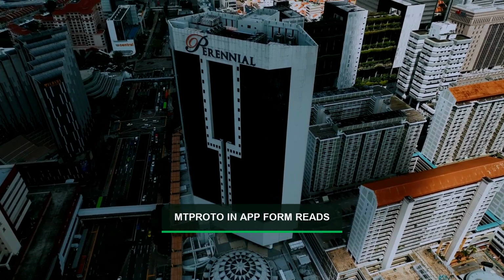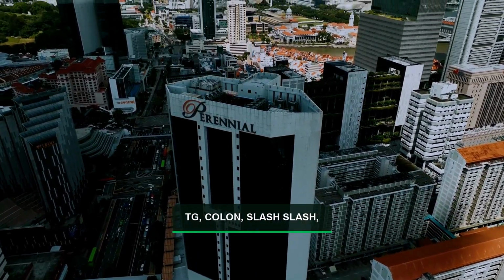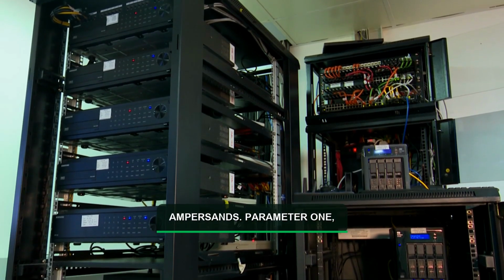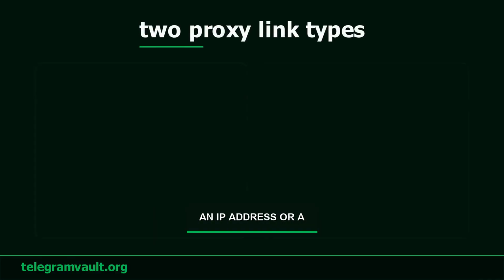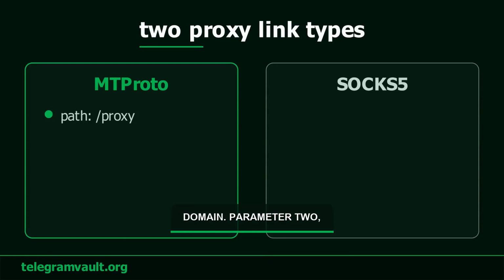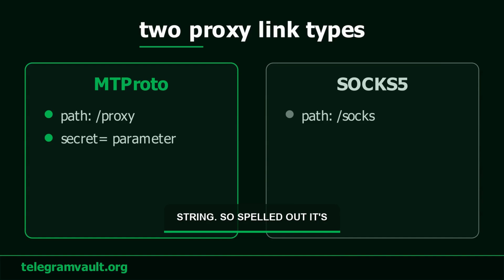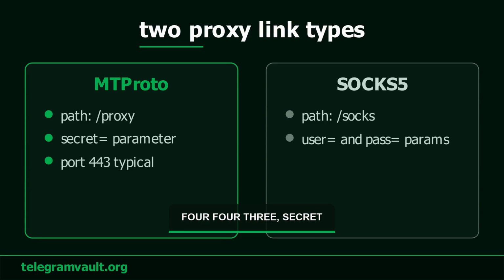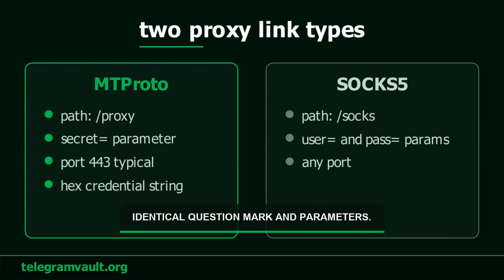The MTProto link in app form reads tg://proxy, then a question mark, then three parameters joined by ampersand. Parameter 1, server equals the host, either an IP address or a domain. Parameter 2, port equals the port, almost always 443. Parameter 3, secret equals a long hex string. So spelled out it is tg://proxy?server=host&port=443&secret=hex. The web form is the same thing as t.me/proxy, followed by the identical question mark and parameters.